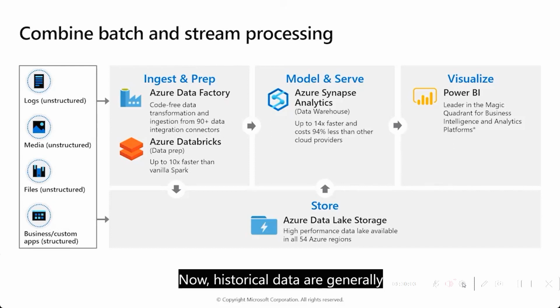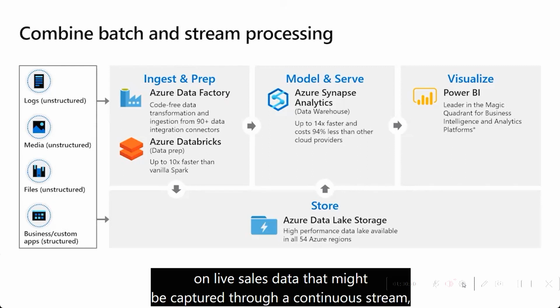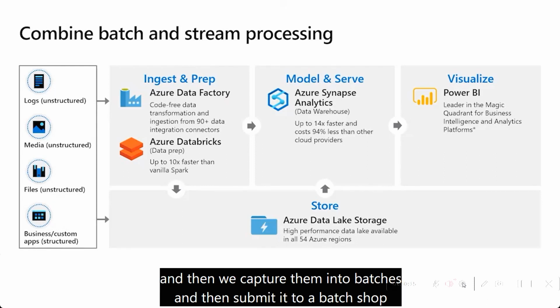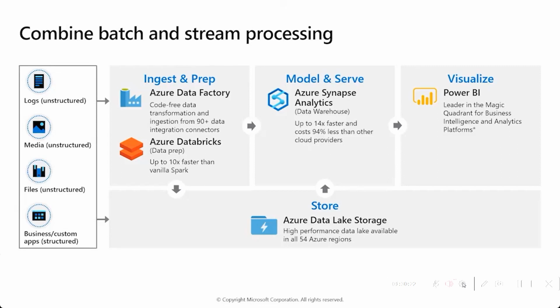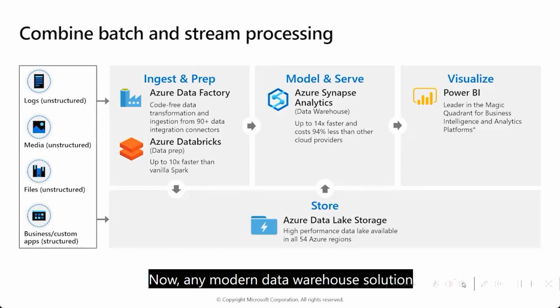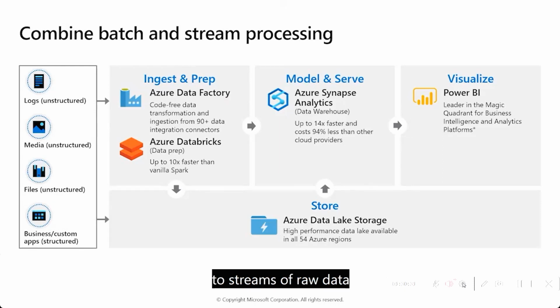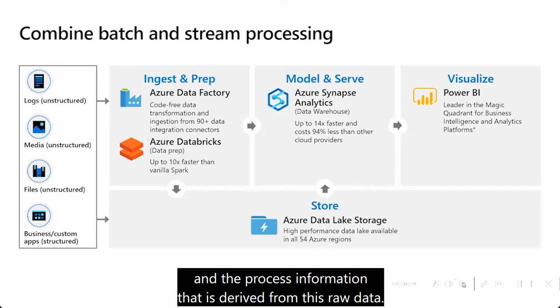Now, historical data is generally batch processed at regular intervals. So it could be based on live sales data that might be captured through a continuous stream, and then we capture it into batches and then submit it to a batch job to be processed one batch at a time, or multiple batches at a time. Now, any modern data warehouse solution must also be able to provide access to streams of raw data and the processed information that is derived from this raw data.